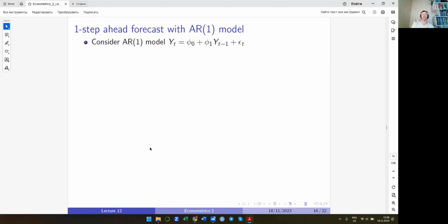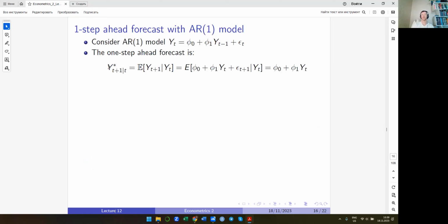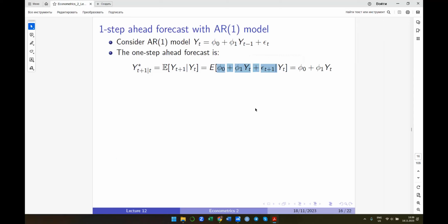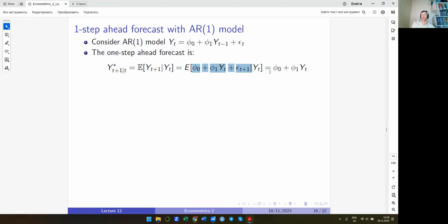So in our case, for example, if you have the AR(1) model, what is going to be the one step ahead forecast? So y*_{t+1|t}. Our prediction for the future given the current values known for us at the period t. This is going to be the expected value of y_{t+1} given y_t. This is the expected value of the following expression given y_t. The expected value of a constant is the constant. The expected value of y_t given y_t is y_t times the coefficient. The expected value of the future error is 0. So this is our forecast, the one step ahead forecast for y_{t+1}. Well, basically this is simple.